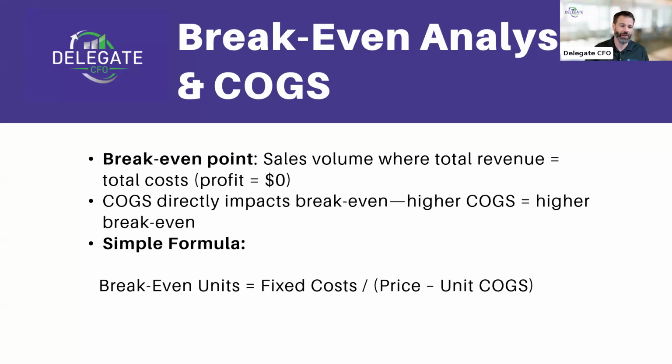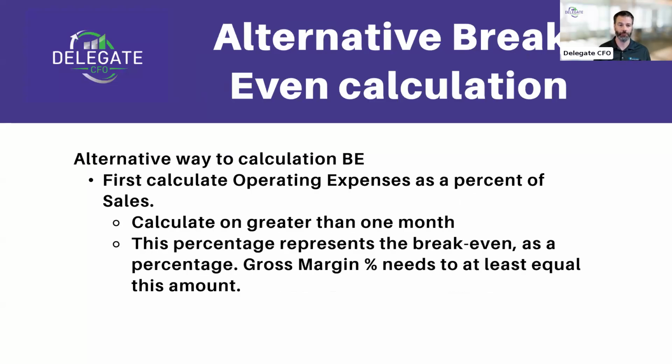So an alternative method that we do for our customers or our clients is we do a calculation based off of a percent. So first, what we do is we'll calculate the operating expenses as a percent of sales. So remember our kind of basic formula for the income statement.